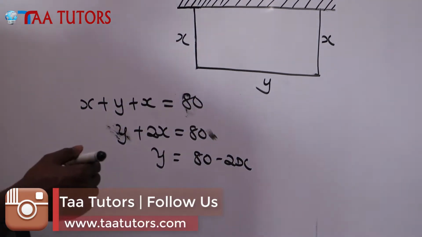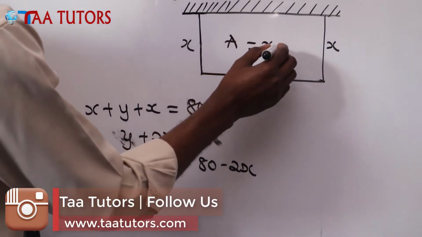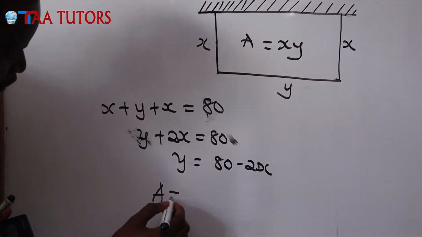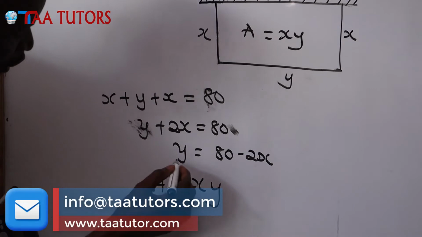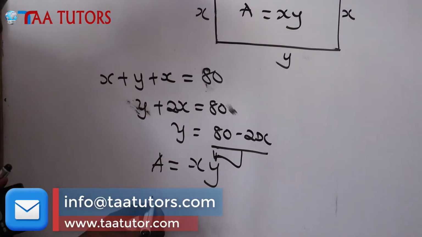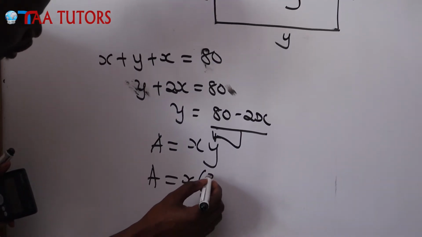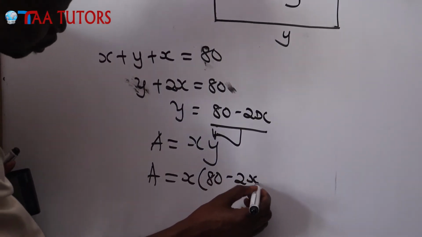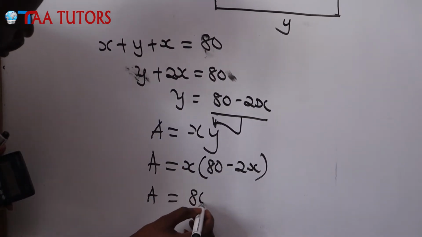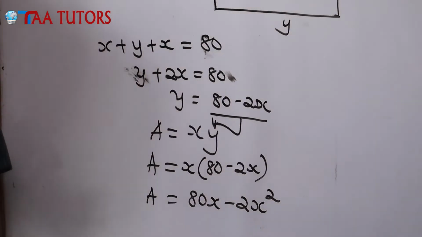So again, like I said before, what is the area of the farm? The area of the farm here should be x times y. So let's say area equals xy. But our y is here, so we can substitute where y is. That will be area equals x into 80 minus 2x. So area, if you open the bracket, will be 80x minus 2x squared.